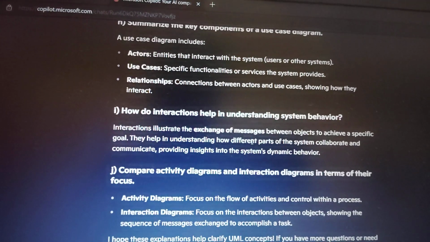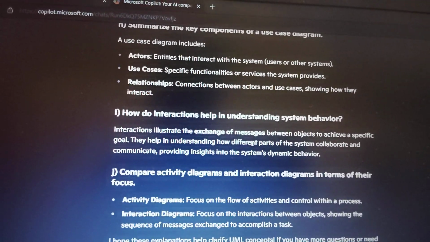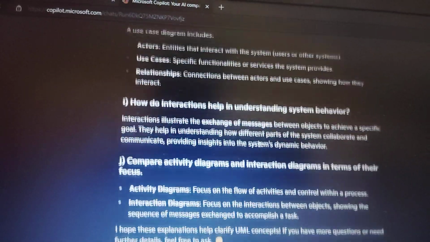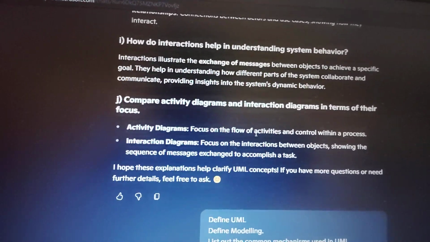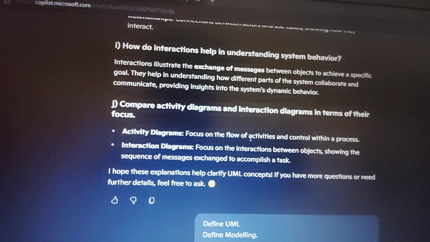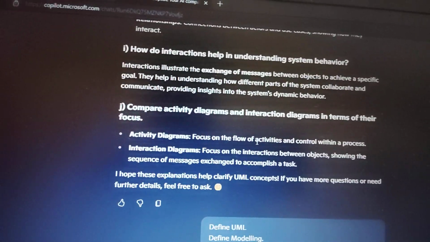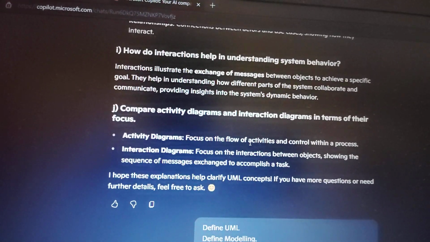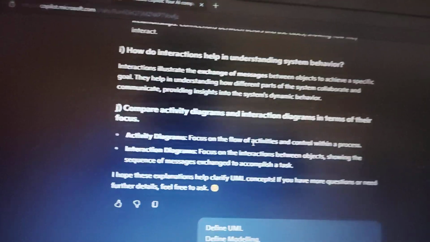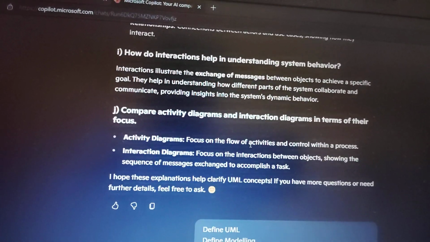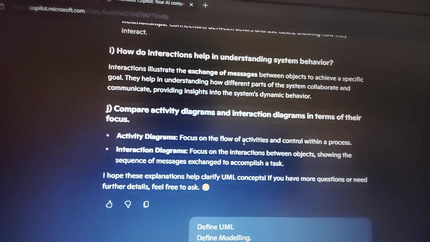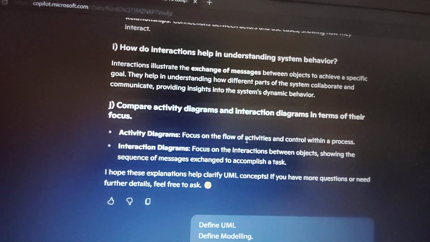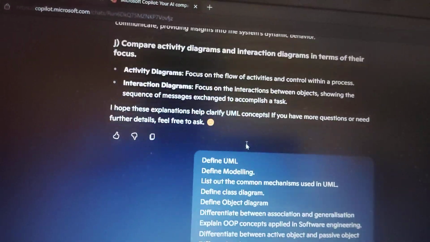They help in understanding how different parts of a system collaborate and communicate, providing insights into the system's dynamic behavior. Generally we can compare activity diagram and interaction diagram. Activity diagram focuses on the flow of activities and control within a process. Interaction diagram focuses on the interaction between objects, showing the sequence of exchanges to accomplish a task. We have completed this.